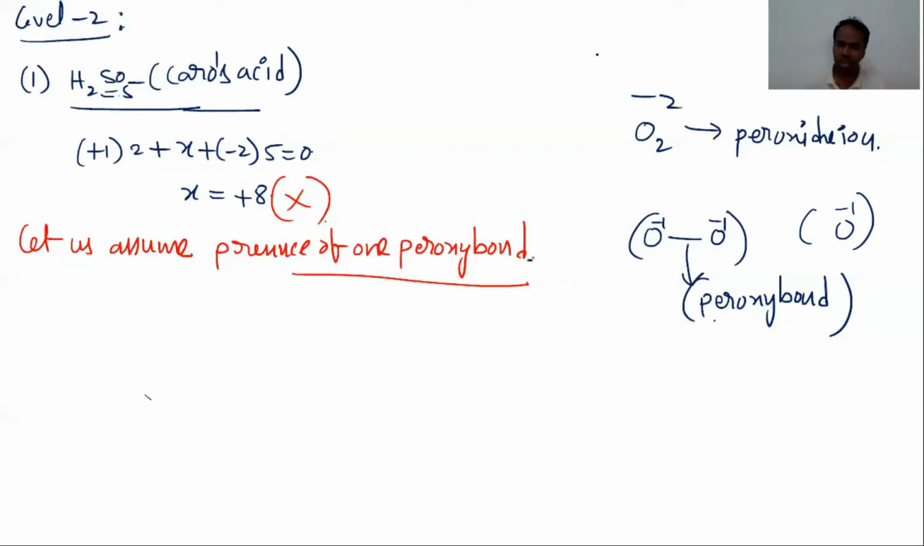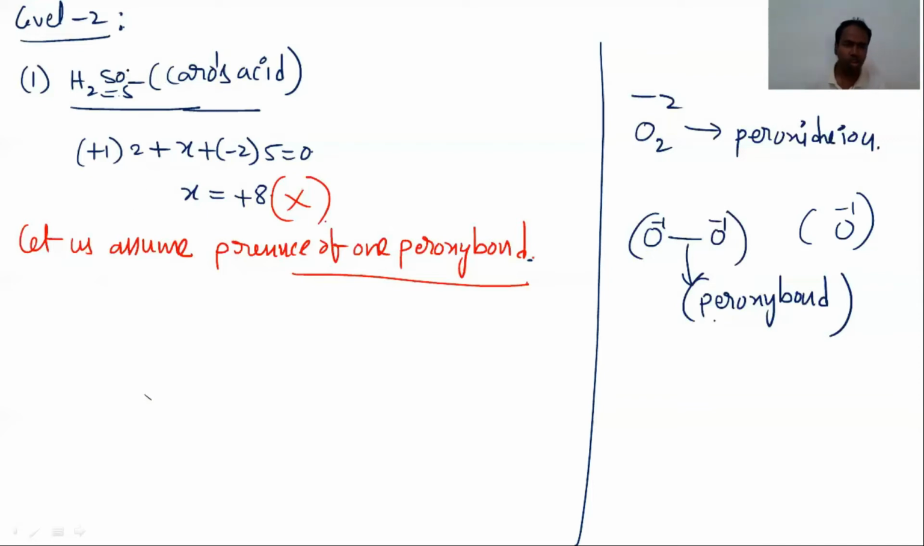I already gave that information in part 1. See the part 1 video. If you want this information, you can watch part 1. Then see here, come to the assumption of the presence of one peroxy bond.